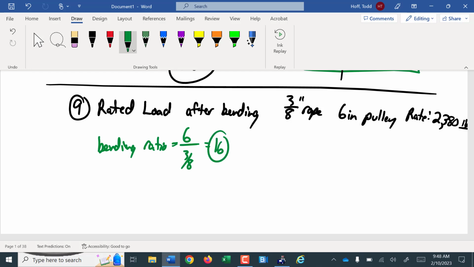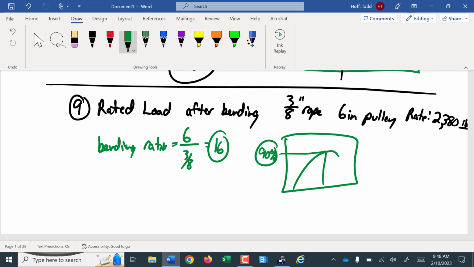Then we look at the chart. 16 tracks up to 90. Perfect. So then to find the rating, we take the rope rating, 2,380 pounds, times 0.90 for the 90%, giving us 2,142. Perfect.